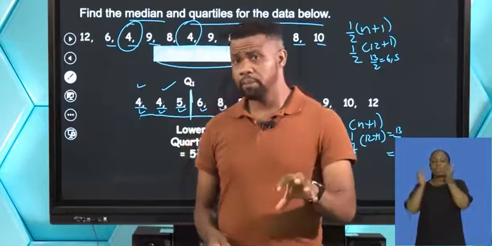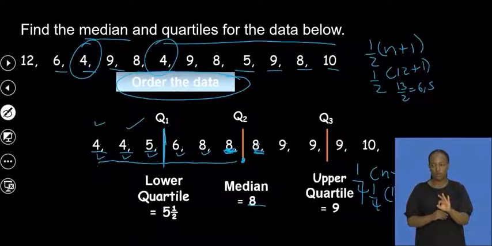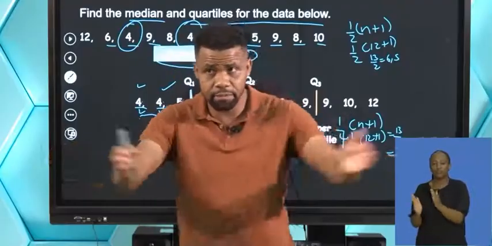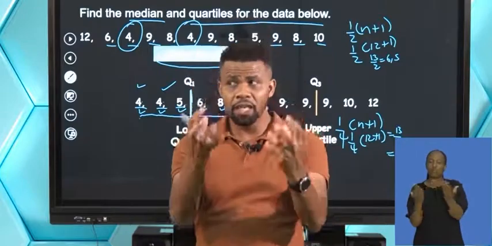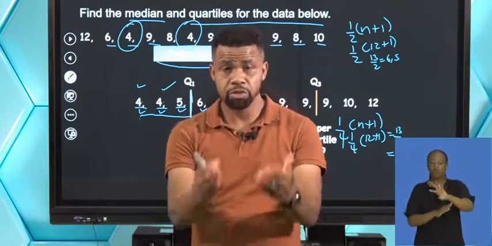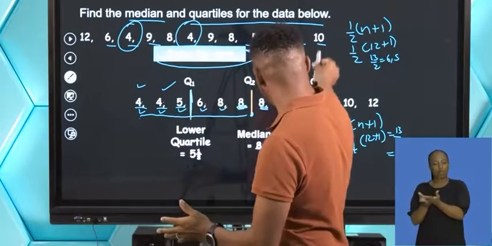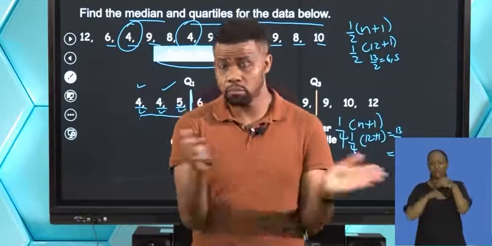Now let's look at the upper quartile. The upper quartile, which is Q3, by looking, we get 9. You can do it if you have a small set of data by just arranging it. But if I want the position, you can use 3 over 4 of n plus 1, it will find the position of that. So we have our quartiles.